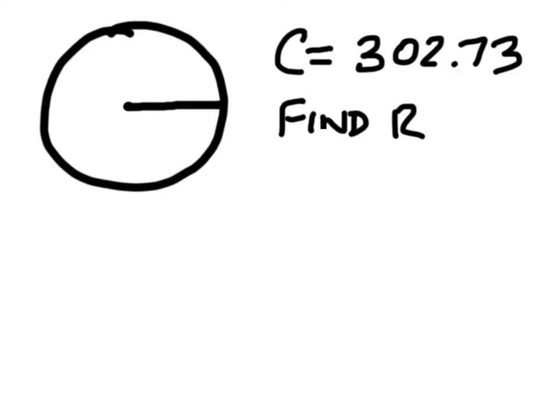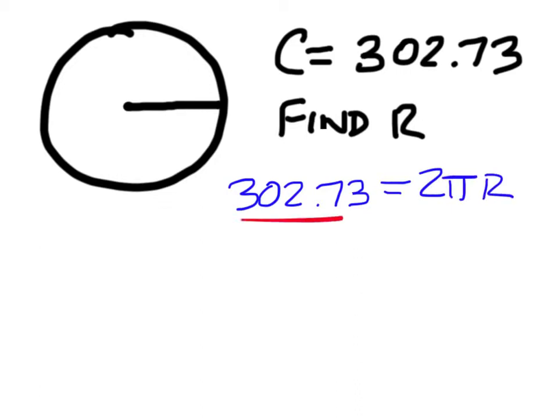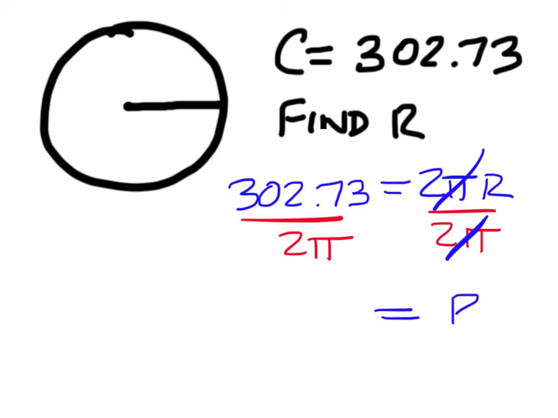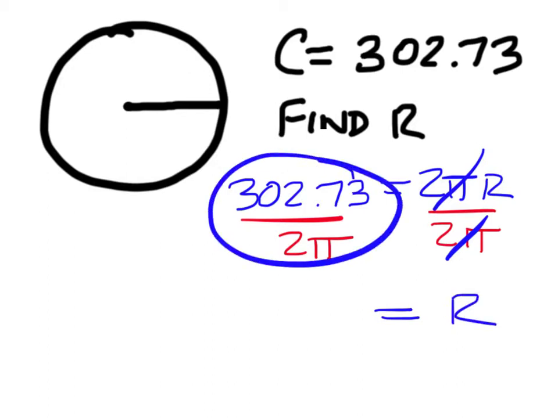We'll start with 302.73 and set it equal to 2 pi r. And divide both sides by 2 pi. That means you can cancel out here and be left with an r. Now you have to do this calculation. 302.73, divide, left-hand parenthesis, 2 pi, right-hand parenthesis, and come out with 48.2.